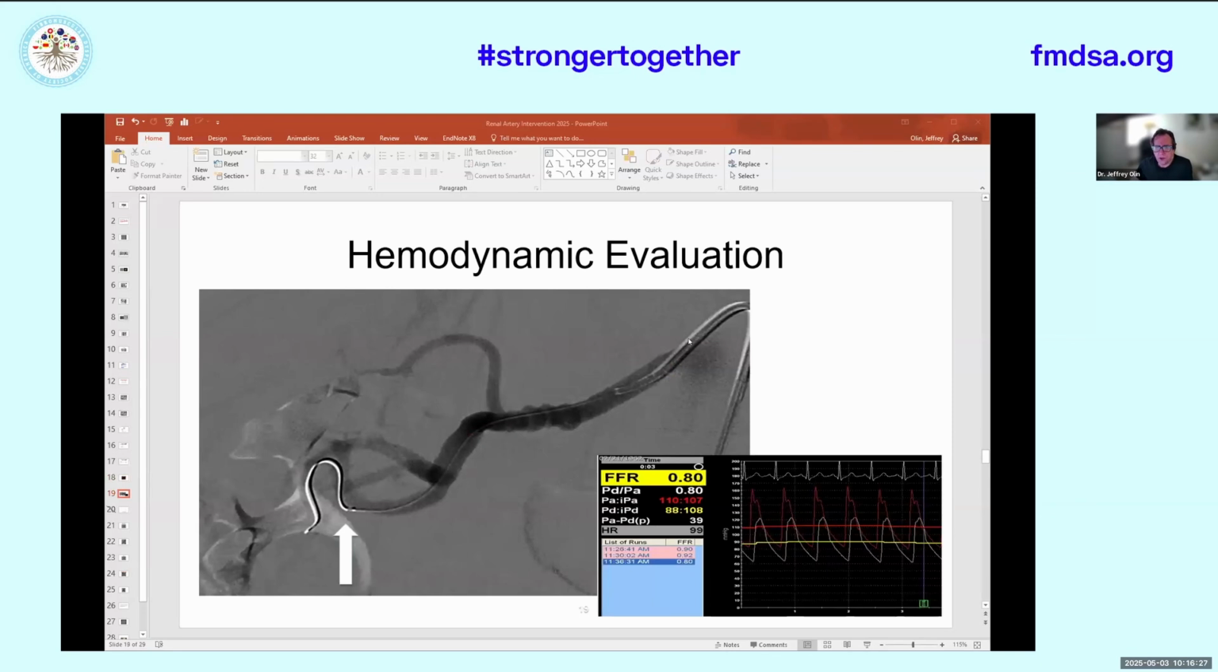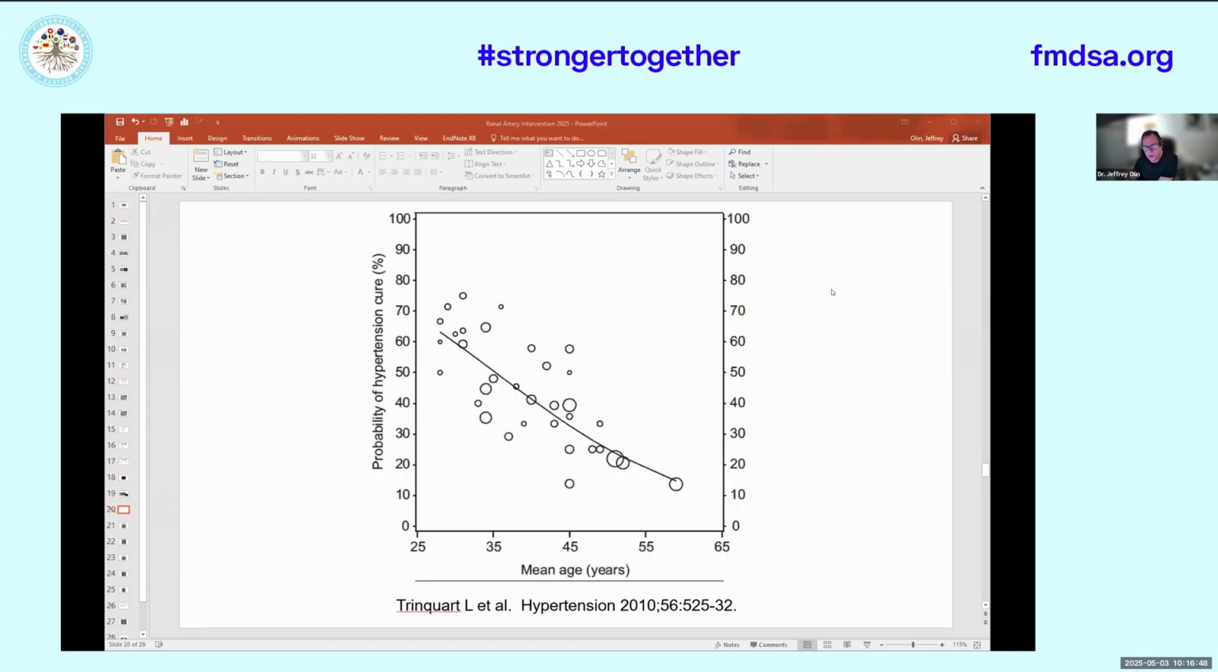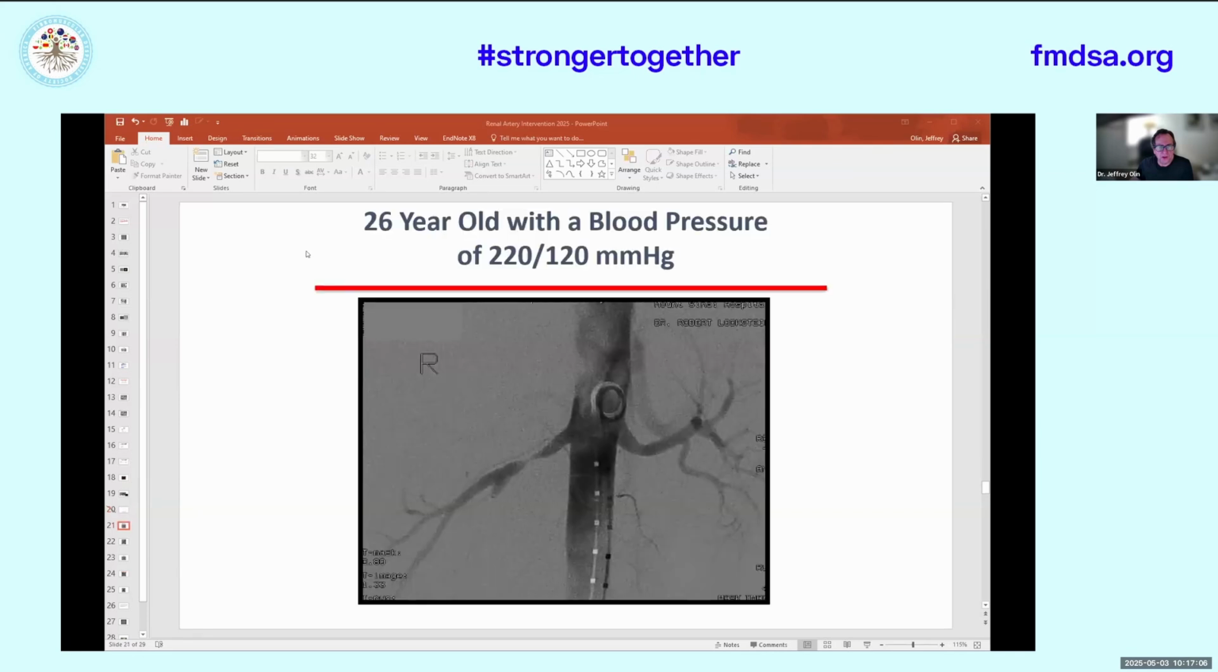Here's an example where there's a pressure wire here and pressure wire here. And you can look at this and you can see that the pressure here is 160 or 170 and the pressure here is 120. So this tells you there's a major pressure gradient. And when you do an angioplasty, you want to make sure the pressure gradient is obliterated. This just shows that the older you are, the less likely you are to have a cure of high blood pressure. And that's because when you're young, you probably have focal FMD and you probably have had it for a very short time, and the cure rate is about 90% or so.